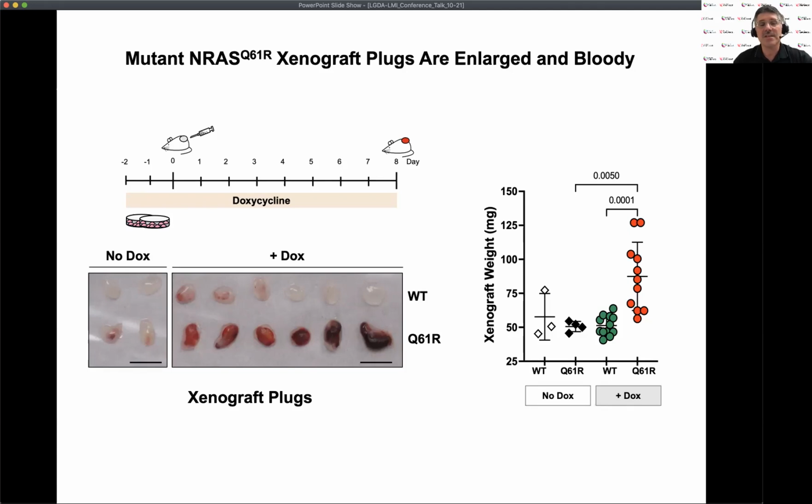8 days after injecting the cells, the xenograft Matrigel plugs were removed, and those are shown in the bottom panel. You can see that the wild-type plugs on the top did not contain many vessels, whereas the mutant cells on the bottom were considerably bloody and larger and had far more vessels. The graph on the right shows that the xenograft plugs containing the NRAS mutant endothelial cells in red were heavier than the plugs in green, which contain the wild-type cells.